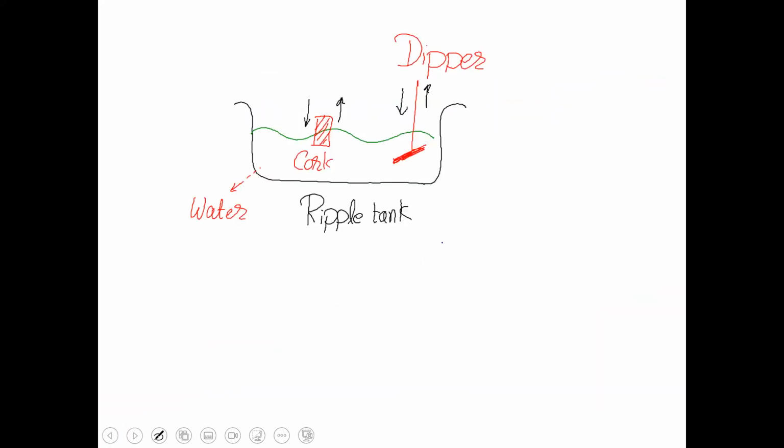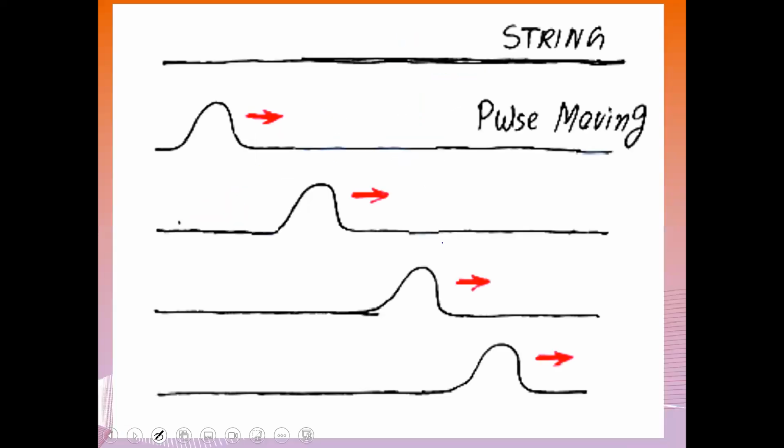Now, this is the example. This is called a ripple tank, and the water is moving in a ripple tank. When water moves in the ripple tank, the cork is moving up and down. This is an example of the idea that transverse waves travel in a straight line. So any particle on the wave will move up and down. This is a transverse wave.